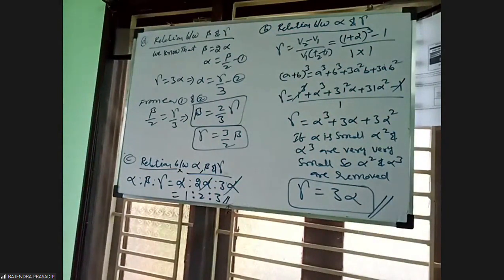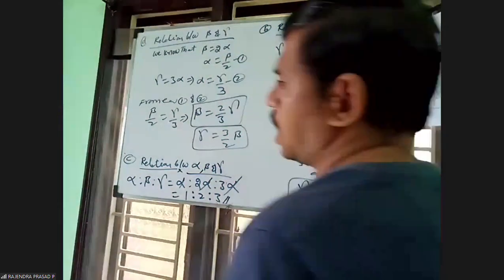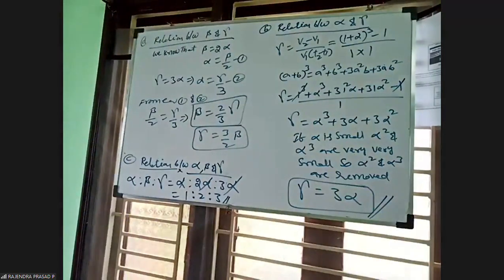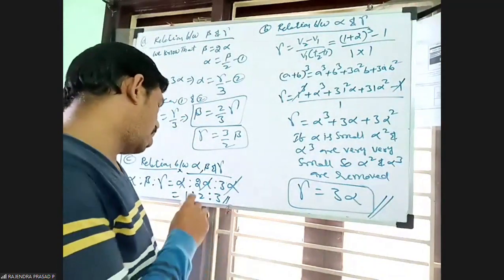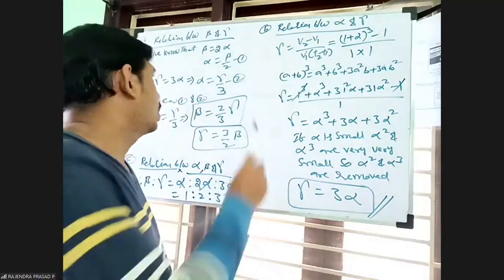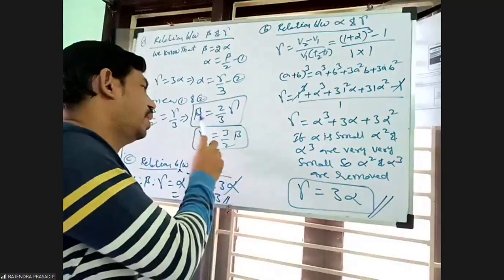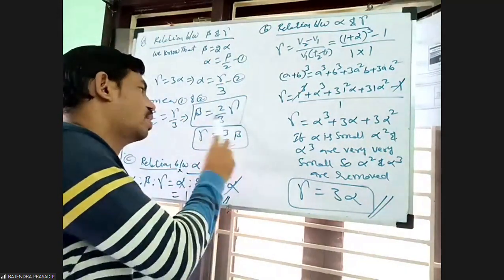So the relation between alpha and beta: beta equals 2 alpha. The relation between alpha and gamma: gamma equals 3 alpha. So alpha is to beta is to gamma is 1 is to 2 is to 3. Relation between beta and gamma: beta equals 2 by 3 gamma, or gamma equals 3 by 2 of beta.